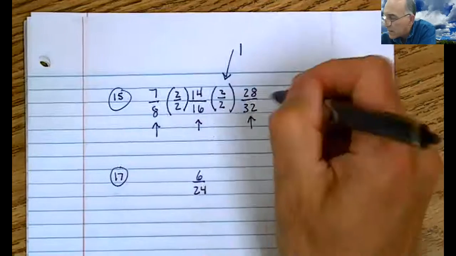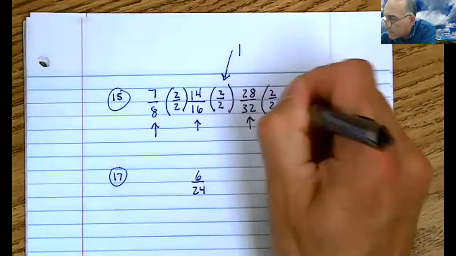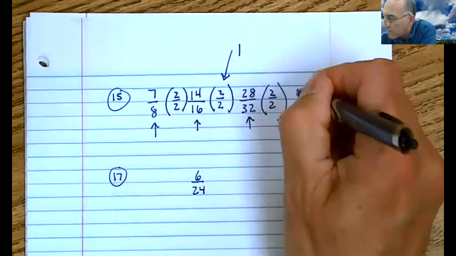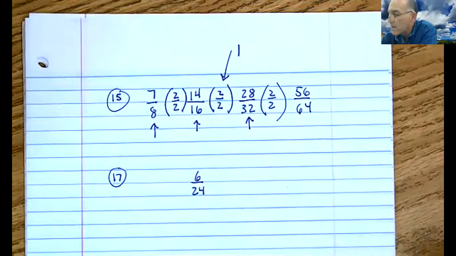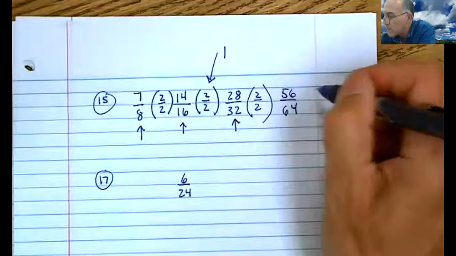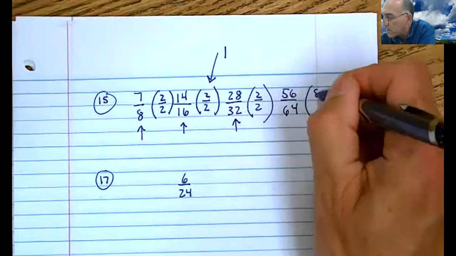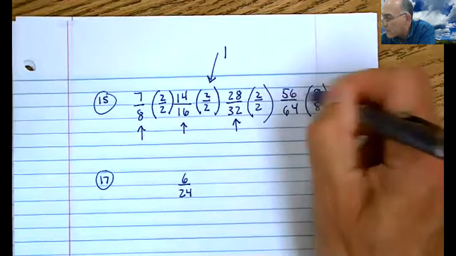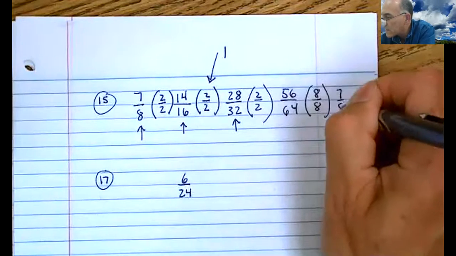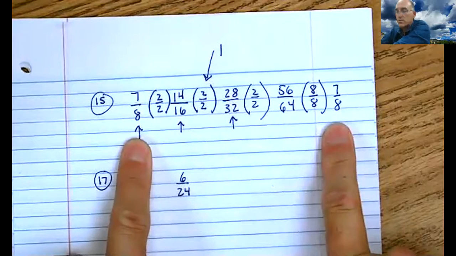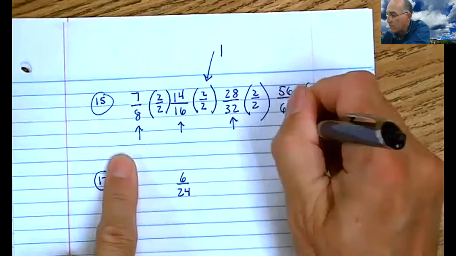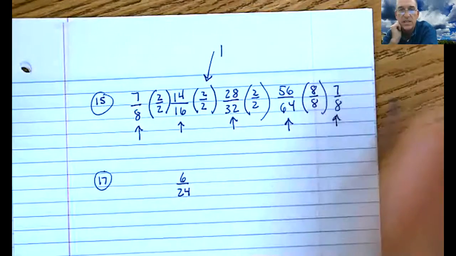I could double these again. Multiply this by 2 again. What do I get? 56/64, right? I could then take this number and go, well, I don't know, let me divide by 8. What do I get? 7/8. I get the same one here. Those are all equivalent fractions. Easy, easy.